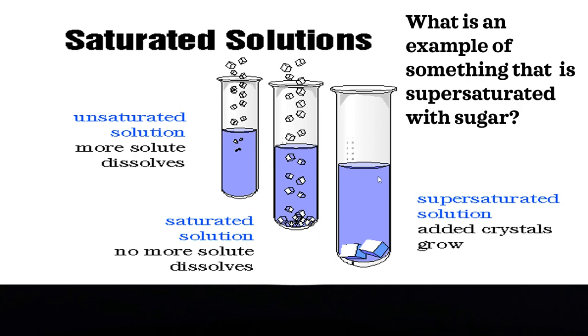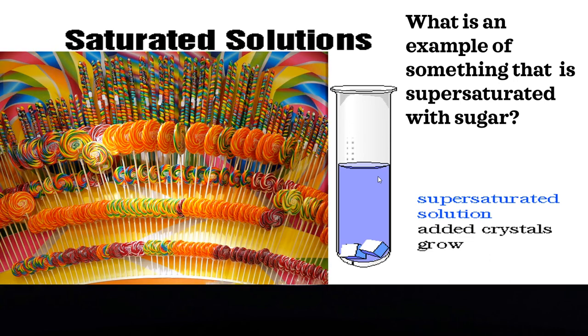Now, you know I'm always taking things back to the real world. What is an example of something in the real world that's supersaturated with sugar? Hmm. Did you think about candy? Candy is supersaturated. It has a lot of sugar in it. So candy is a real world example of supersaturated.